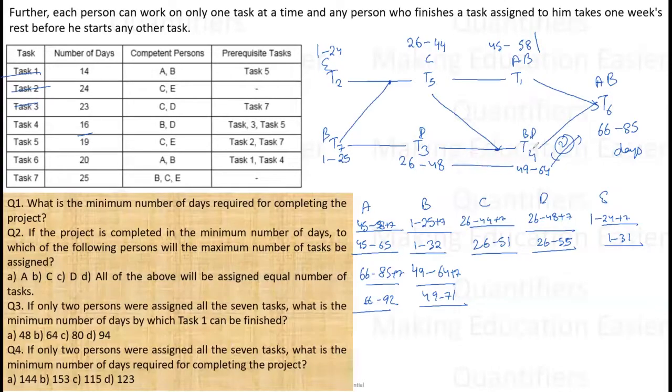तो वो फायदा नहीं था उस चीज का. तो this is the minimum time required to complete the task. Now, what is the minimum number of days required to complete the project? That is answer is 85 days.